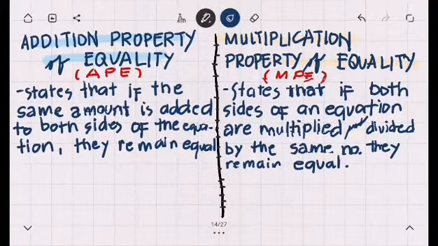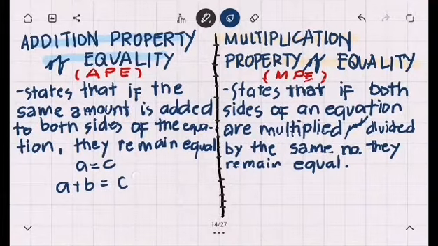Okay, so yung una, yung addition property of equality o yung APE, wherein it states that if the same amount is added to both sides of the equation, they remain equal. Or in symbol, let's say we have A equals C, ito yung ating equation, and let's say we add B sa both side ng equation, so magdadagdag din tayo ng B sa right side. So itong equation natin still the same or remain equal.